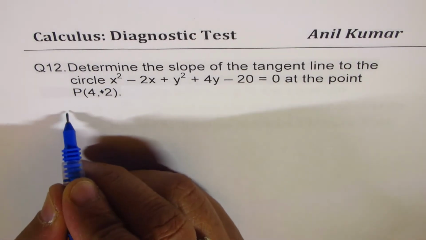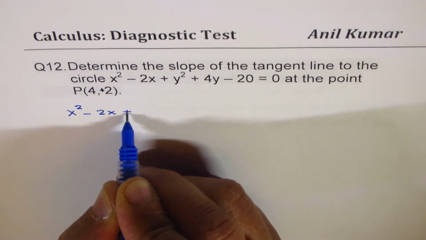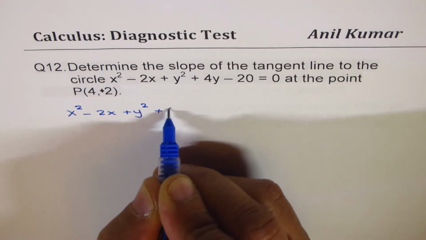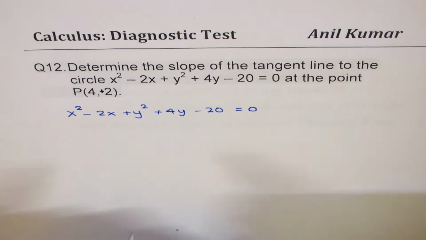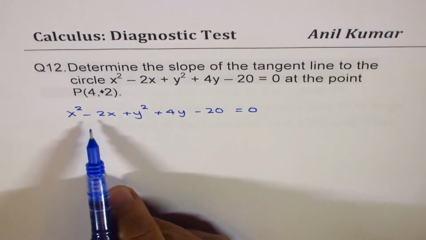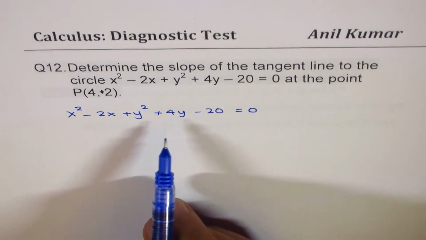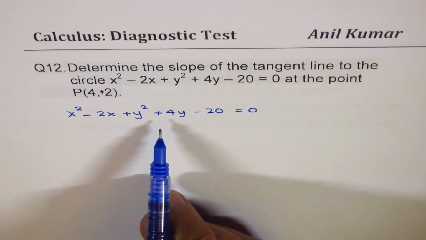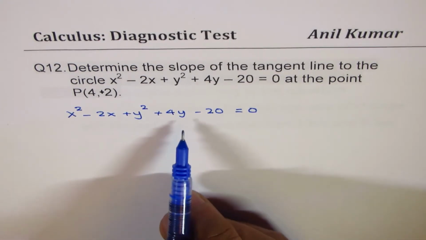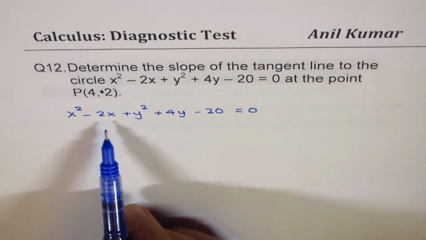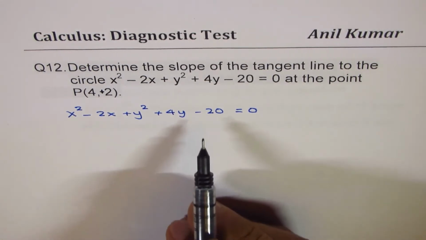So we are given the equation of a circle, which is x square minus 2x plus y square plus 4y minus 20 equals 0. Now some of our students can directly find the center of the circle, right? Some can. But some of my students cannot. So what I will do here is show you a technique to find the center of the circle. We'll do the completing the squares method.